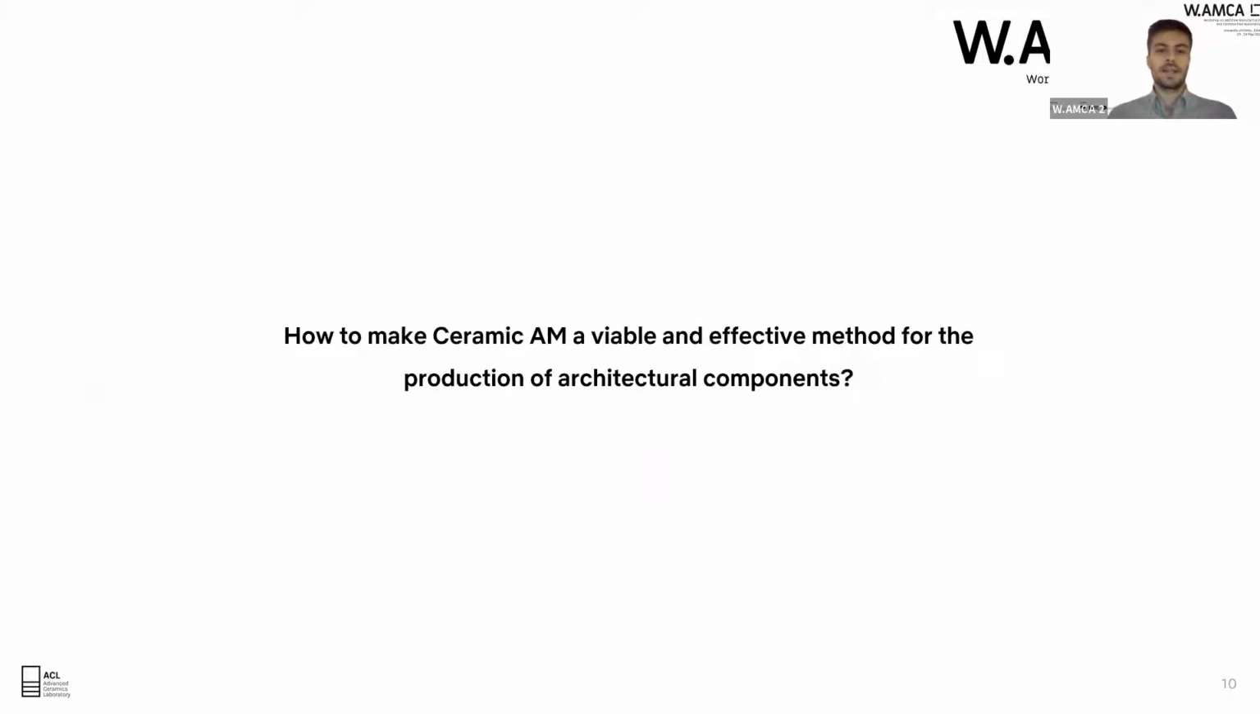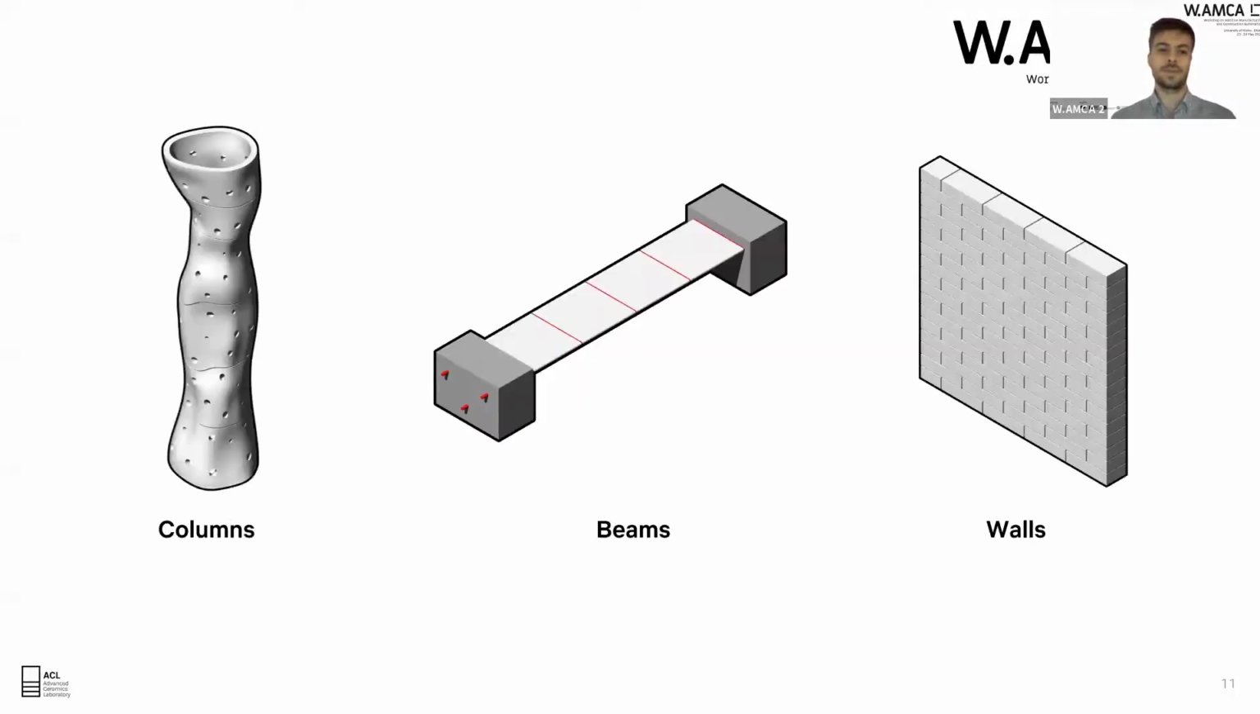And we reached this question, which is how to make ceramic AM a viable and effective method for the production of architectural components, of functional components. And to answer that, we got these 3 key elements. Sorry for that column; it's not that beautiful, but okay. So we worked mainly on the first 2. The third one we haven't done anything on yet.